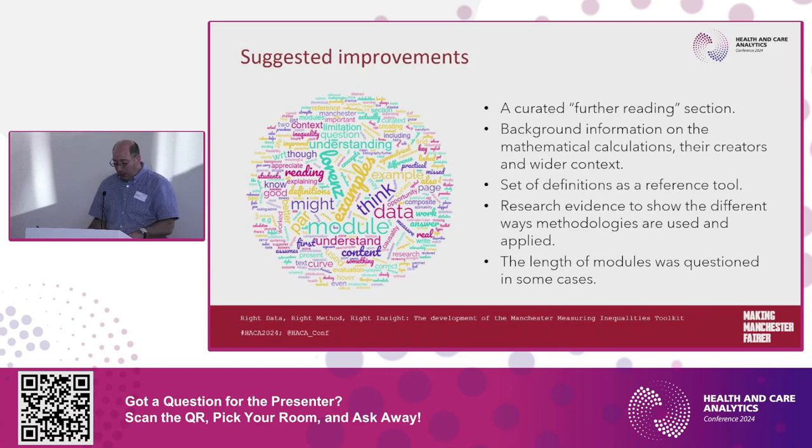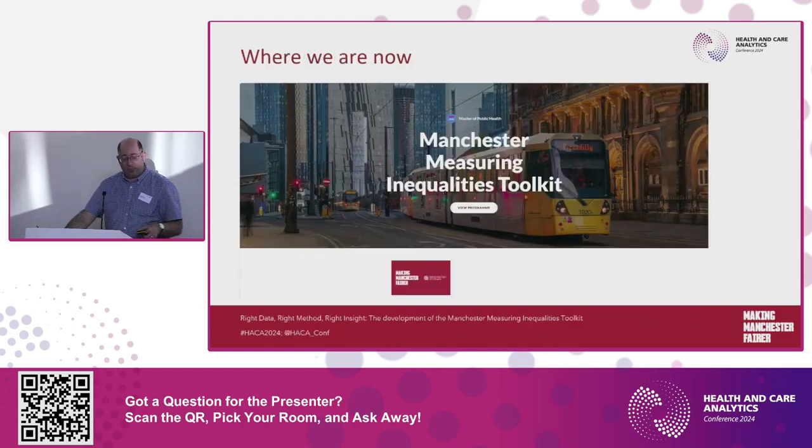But as with all these things, and which is what we wanted, we got some suggested improvements that would improve people's experience of undertaking the toolkit. So more information about further reading, perhaps a little bit more information on the mathematical calculations, some standard set of definitions that they could use, and maybe changes to the length of the modules in some cases. So we took all of that and built that into the toolkit.